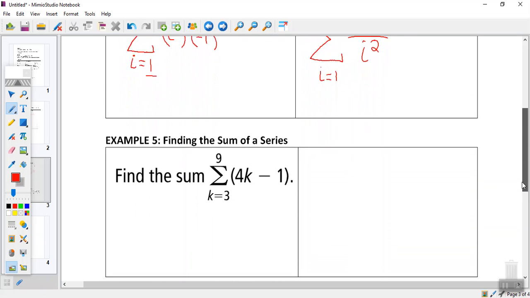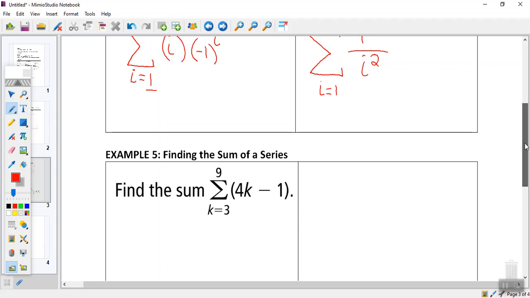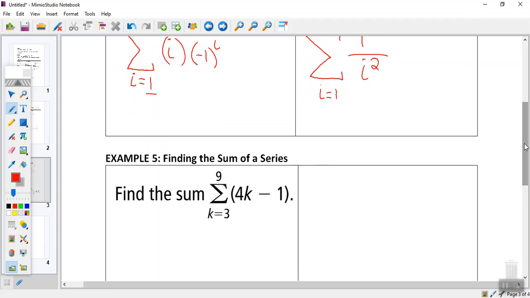Okay? Here's the next one, finding the sum of a series. Now guys, be careful on this one right here. This is saying start at what value? 3 and go all the way up to what? Okay, so here's the deal on this. We got to find the what here, kids? Sum. Okay, watch this right here.